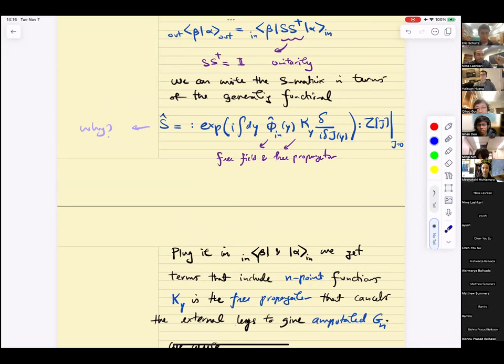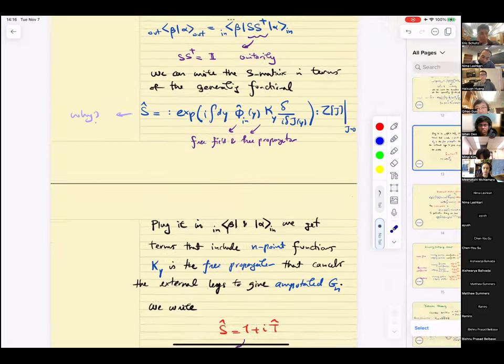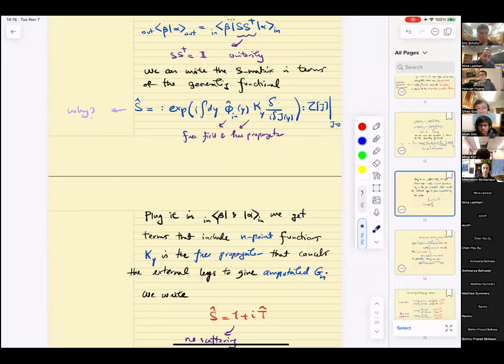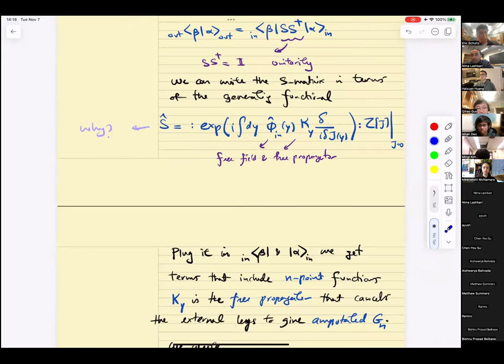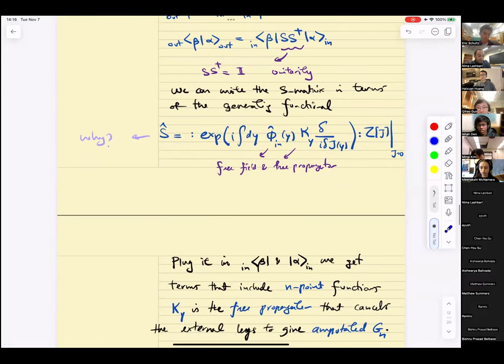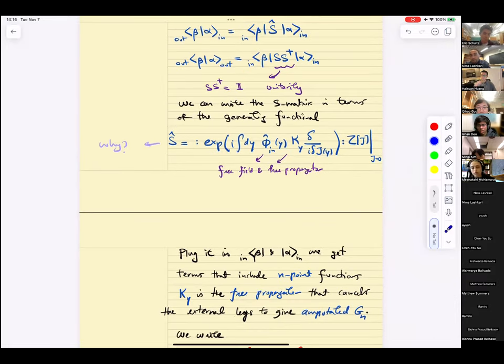I will come back to this in the next lecture and describe more about what is going on, the physics of it, because it's a deep statement. But let me summarize where we are so far.